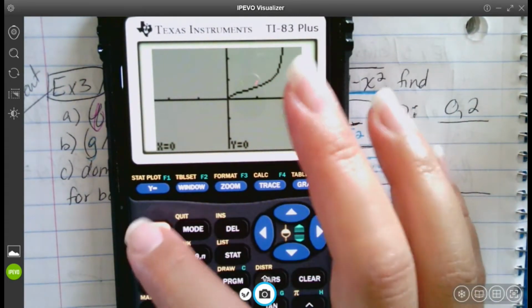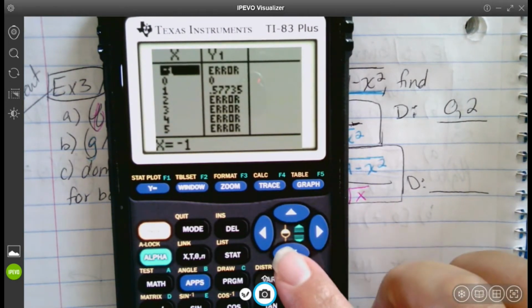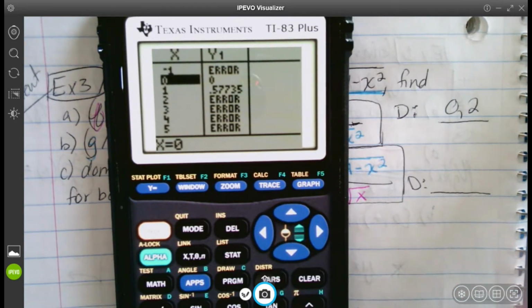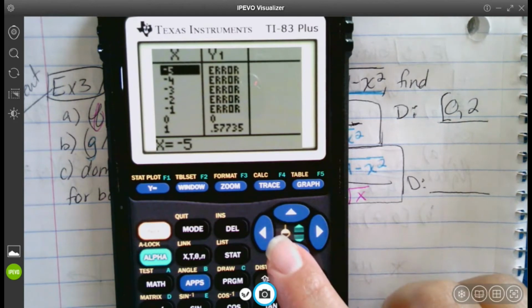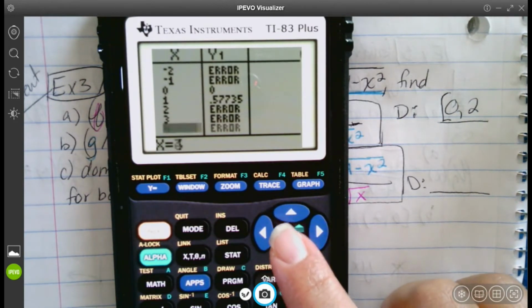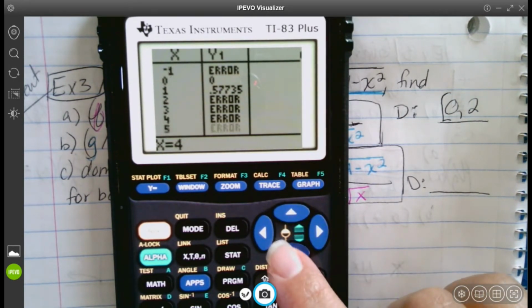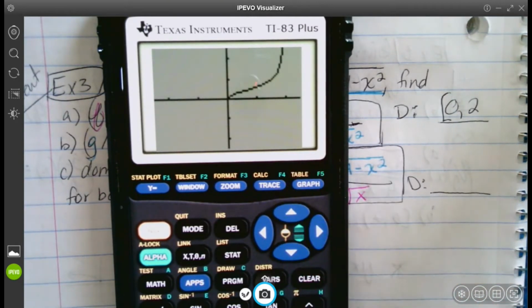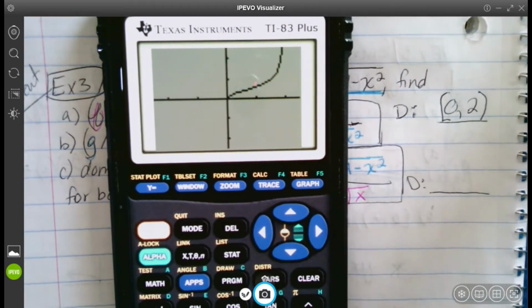So I'm going to do my table, second graph, and that gives us our table. And you can see here that 0 is equal to 0. So 0 is going to be a bracket because there is a point there. If you scroll down, you can see that there's a bunch of errors because there's nothing on the negative side. So let's go up to 2 and look, we also have an error. Anything after 2 is non-existent, which means that 2, going back to our graph, is where the graph gets really close to. So we're going to have a parenthesis on 2.